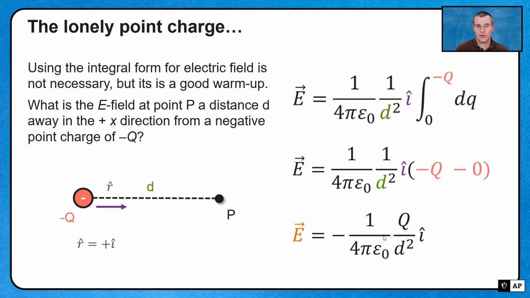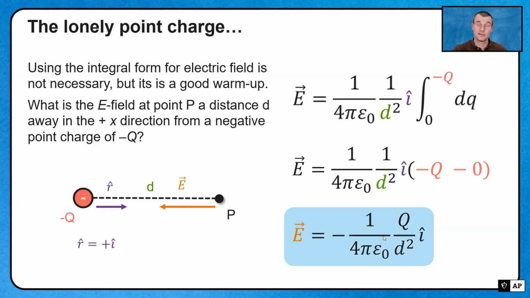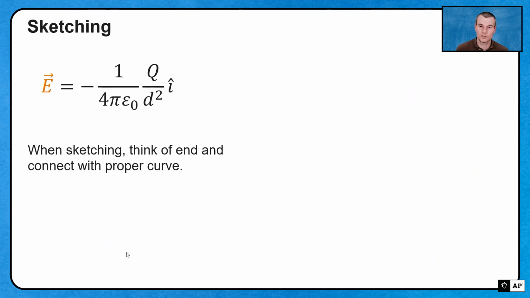Wait, negative i hat, which direction is that? Yes, to the left, just like we would expect it to be. So if we're very formal with our unit vectors and our signs, it tells us the direction just from solving it. Or conceptually, you can say, hey, I know it's going to the left because it's a negative charge.